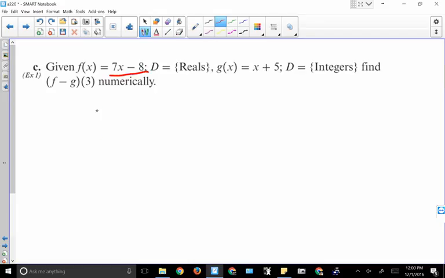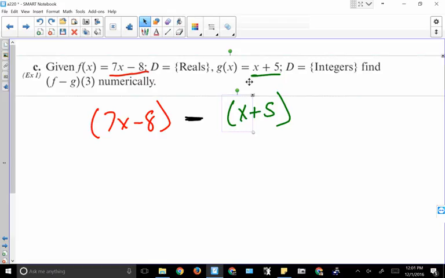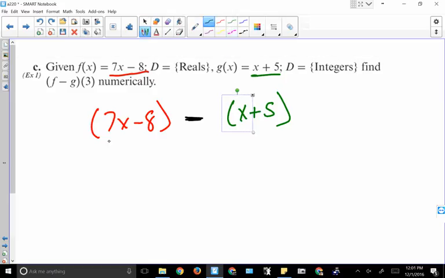So that would be in parentheses 7x minus 8. Do you know what g of x is? Okay, it's right there. x plus 5. And we are supposed to subtract them, correct? So just like when we were adding things together with like terms, what we want to do is rewrite this 7x minus 8, put the negative on each one of these, so it'll be minus x minus 5.